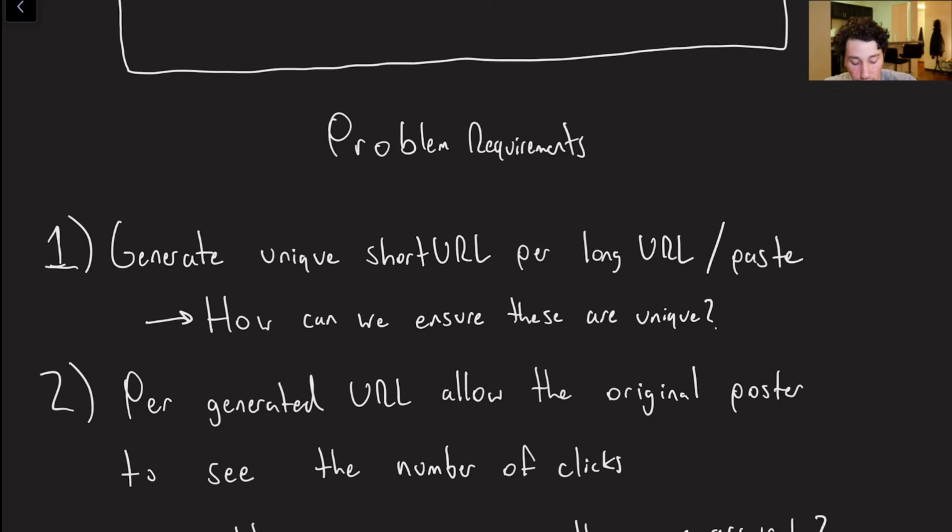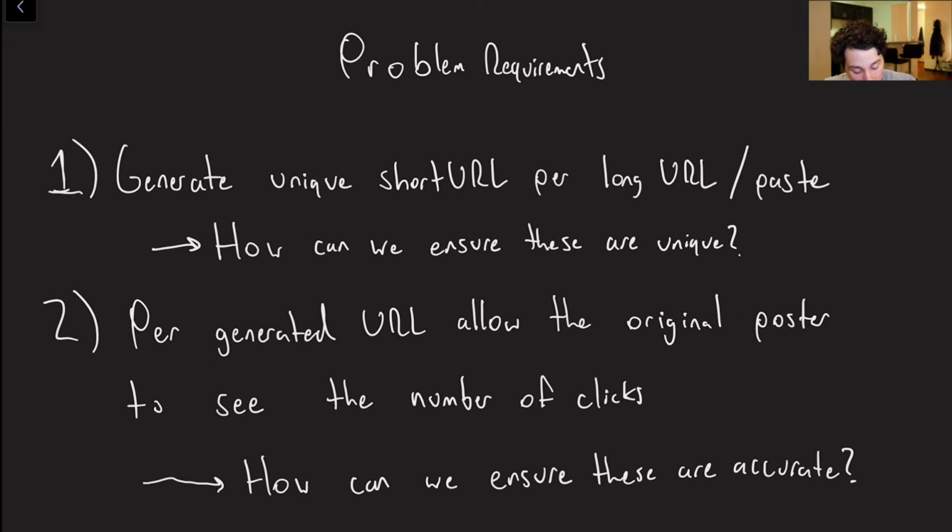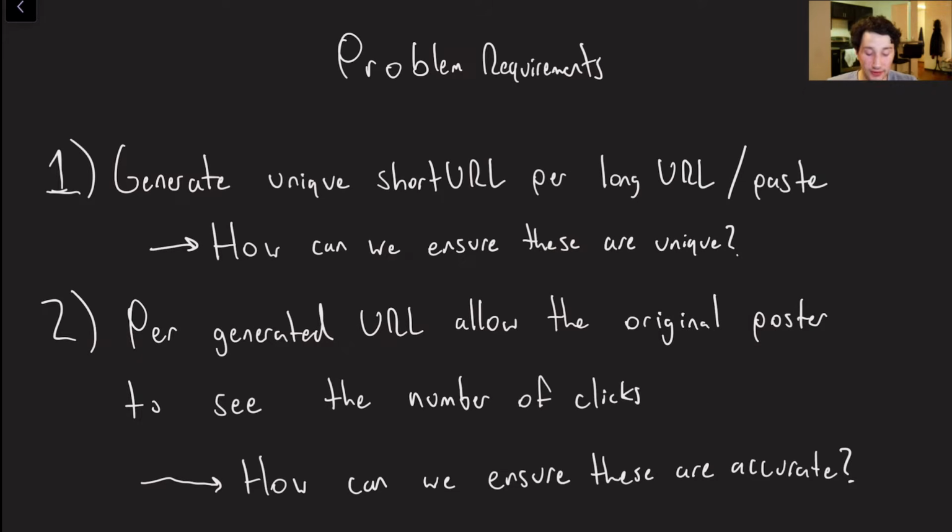So let's actually go through some formal problem requirements. So basically, what we're going to talk about today is a couple of important things. The first thing is generating this unique short URL. Now the unique short URL, more or less, has to be unique. Obviously, like I've just said, but this is easier said than done, and it's of course going to make our service slower.